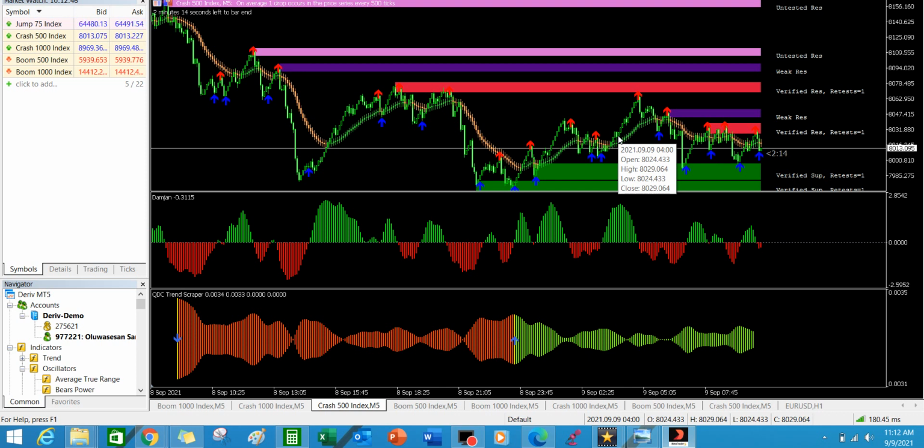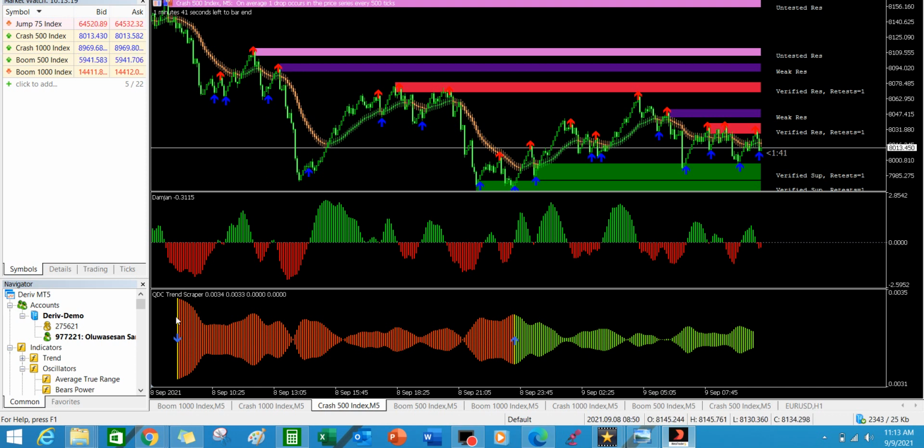So that makes it very easy for us to analyze the market, and very easy for us to trade. The first thing you should know is the trend. Once you are done with the trend, the next thing you should know is your support and resistance levels. But before going into that, let's say I want to trade the spikes in Crash, then I should focus more on the downtrend.